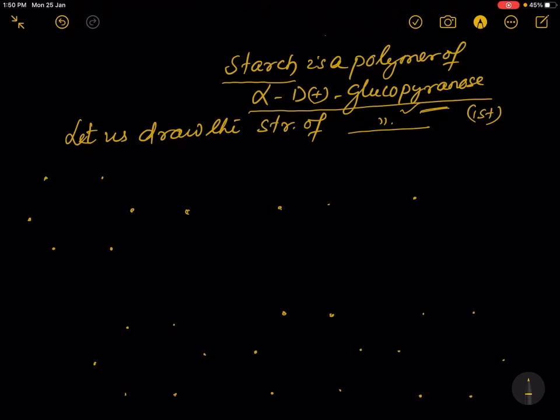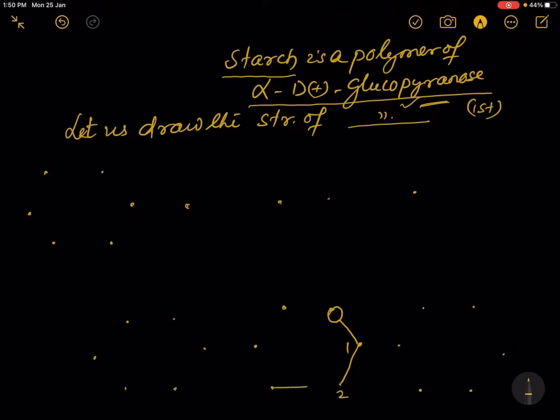You know, alpha D glucopyranose contains 6 carbon atoms and an O at this position. Next to O, this is the anomeric carbon, number 1, then number 2, number 3, number 4, 5, 6. This O is between number 5 and number 1 carbon atoms, and the fifth carbon is bonded to CH2OH. This is number 6 carbon atom.